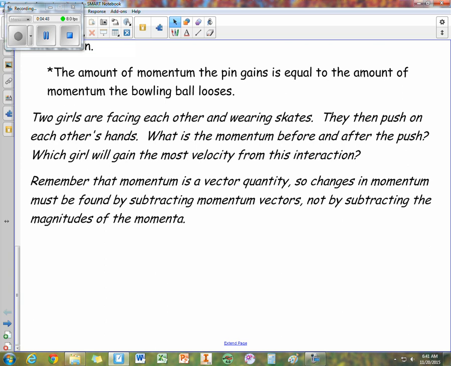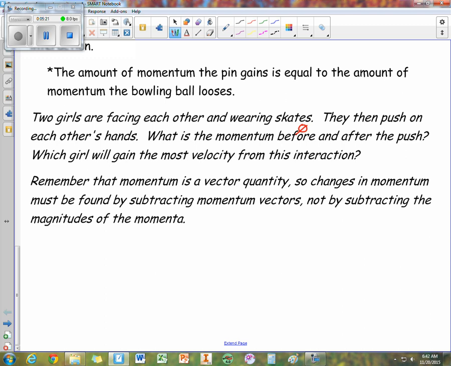Let's say we have two girls facing each other and they're wearing skates, so there's very little friction between the girls and the floor. They have their hands touching and then they push on each other's hands. We want to talk about what the momentum is before and what the momentum is after the push. Well, before the push, they are both stationary. Their velocities are zero. So before, their momentum is zero.